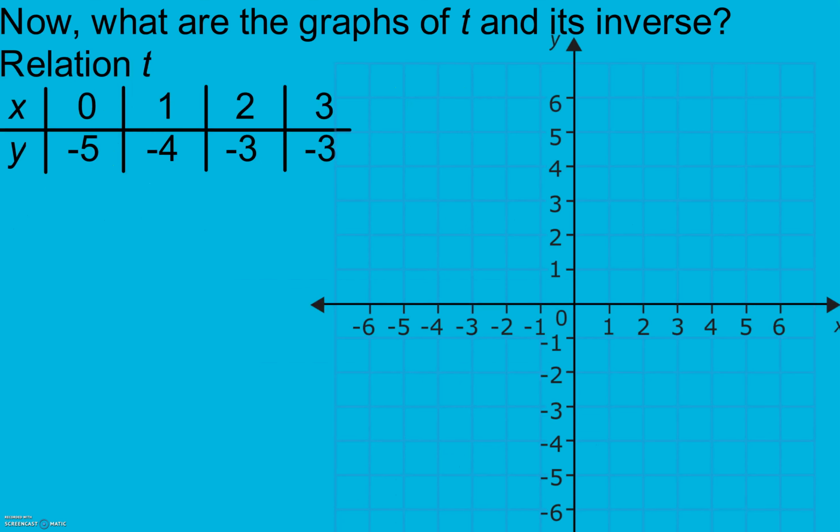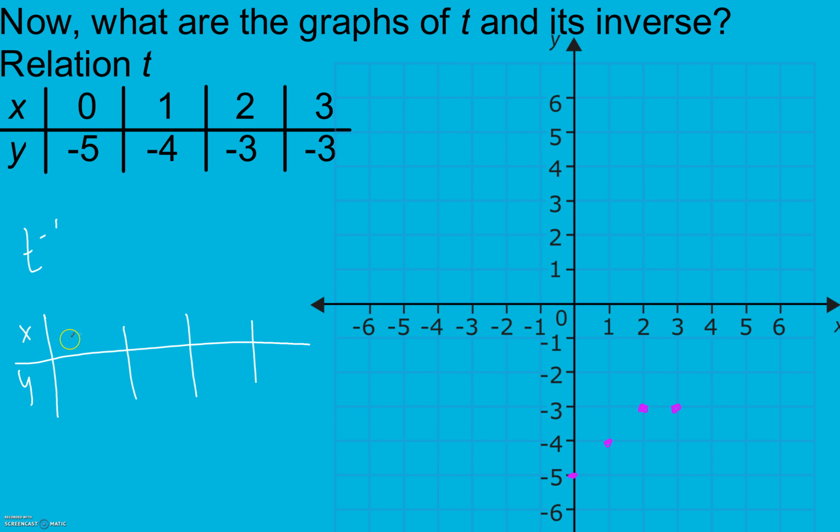Pause here if you'd like and give it a try. We want the graphs of t and its inverse. So this is t: I'm going to have (0, -5), (1, -4), (2, -3), and (3, -3). For the inverse of t, my ordered pairs all swap.